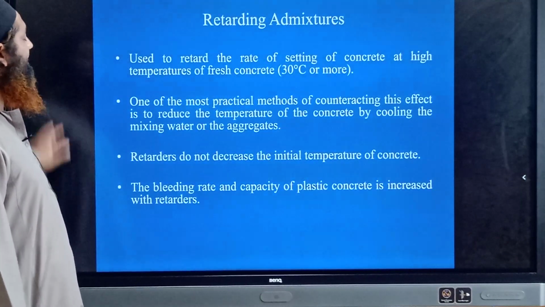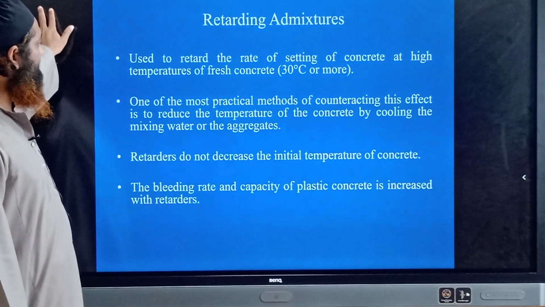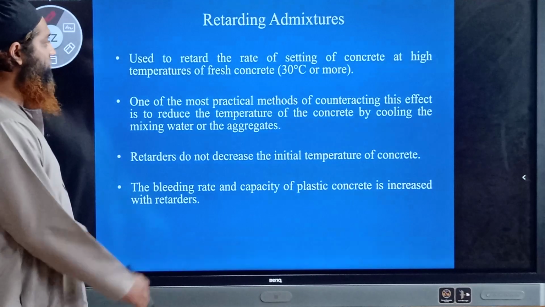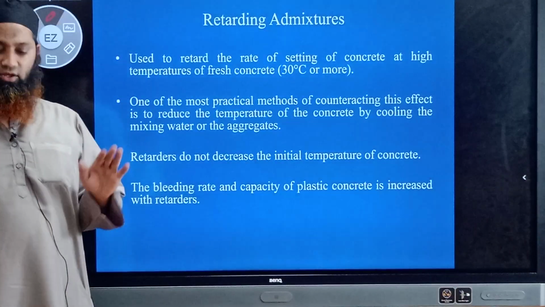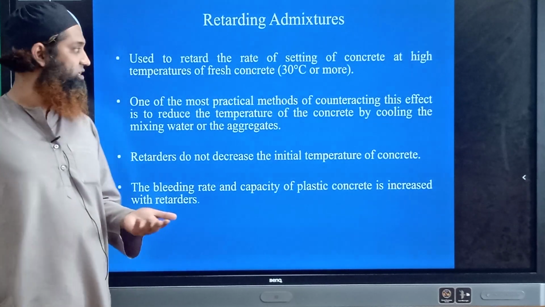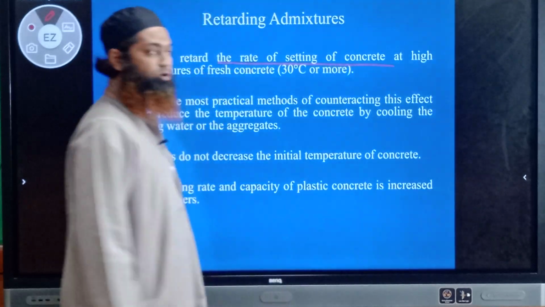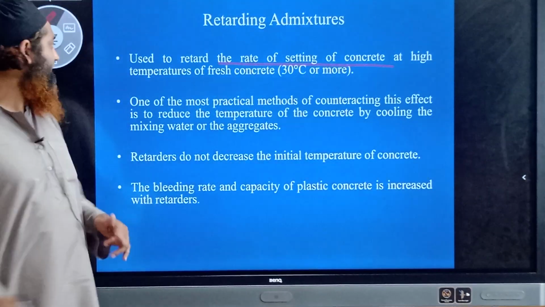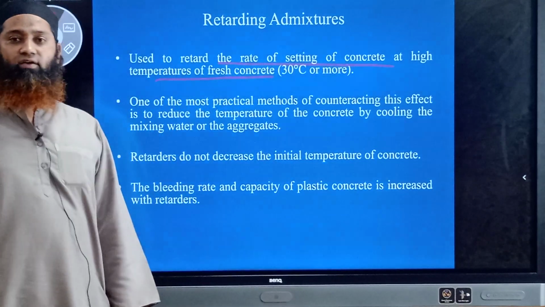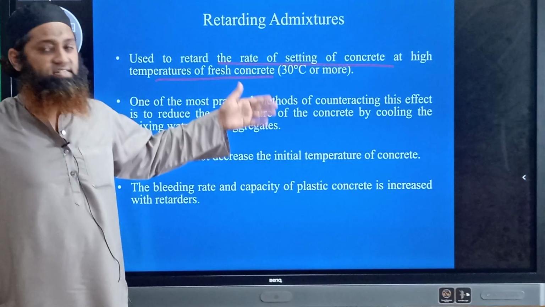In the next slide, retarding admixtures. What do these retarding admixtures do? You can see here they are used to retard the rate of setting of fresh concrete at higher temperatures. We want to retard the setting of concrete when there are very high temperatures. When fresh concrete is placed and there are very high temperatures, that is about 30 degrees Celsius or more.